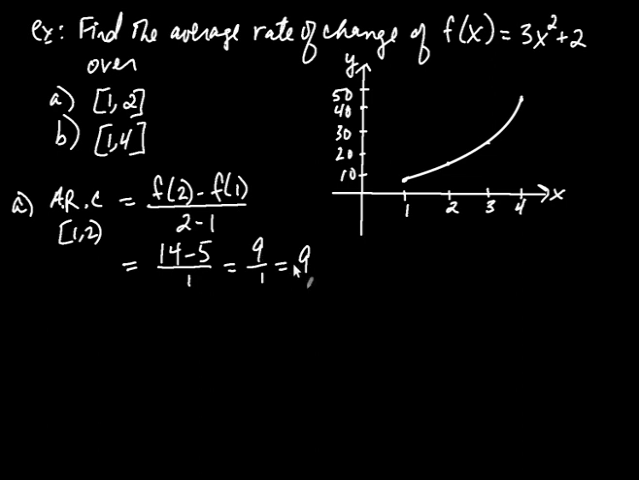That's the average. That's how quickly y changes with respect to x. It's the slope of the secant line between the points 1 and 2. By the way, this should have been a closed bracket here. So it's from 1 to 2, but with a closed bracket on 2.